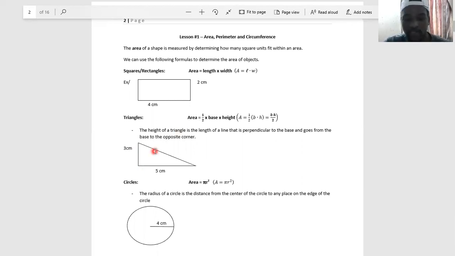So what I'm saying is that whether this is your base or this is your height, we'll all get the same answer. So in this case, our base would be 5. Our height would be 3. So it would be 3 multiplied by 5, which is 15. And then half of 15 will be 7.5. So your answer would be 7.5 centimeters squared. Remember that you must not forget your units, guys.